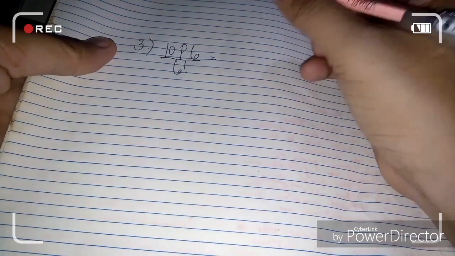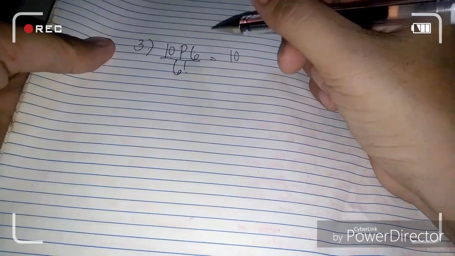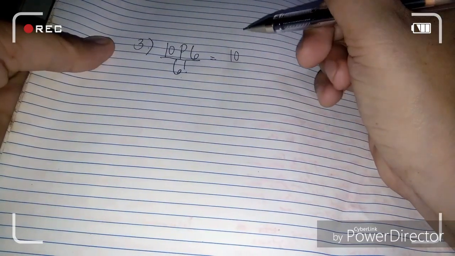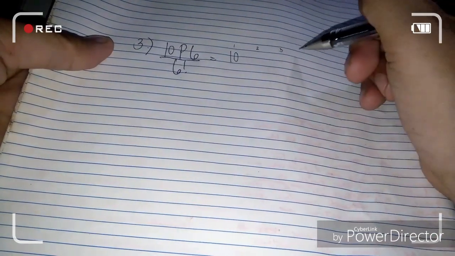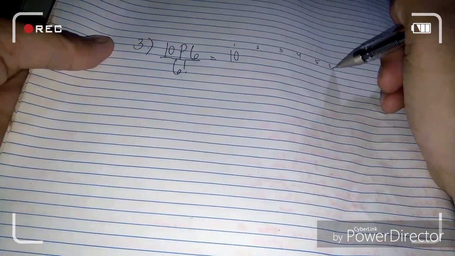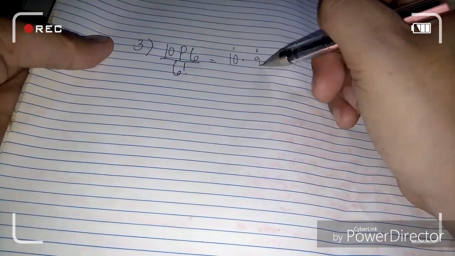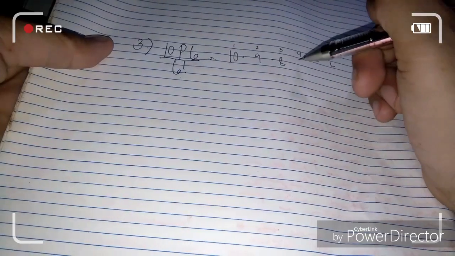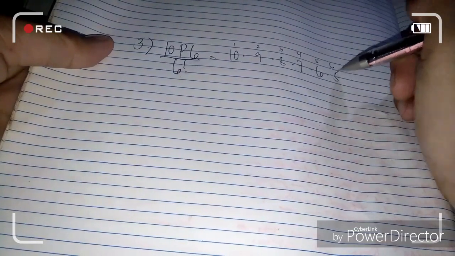Okay, so let's have number 3 example. The permutation of 10 objects taken 6 at a time over 6 factorial. So now let's start with 10. Dahil 6 yan, magkakount tayo ng 6: 1, 2, 3, 4, 5, 6. So times natin mula sa 10 pababa. So 10 times 9 times 8 times 7 times 6 times 5.